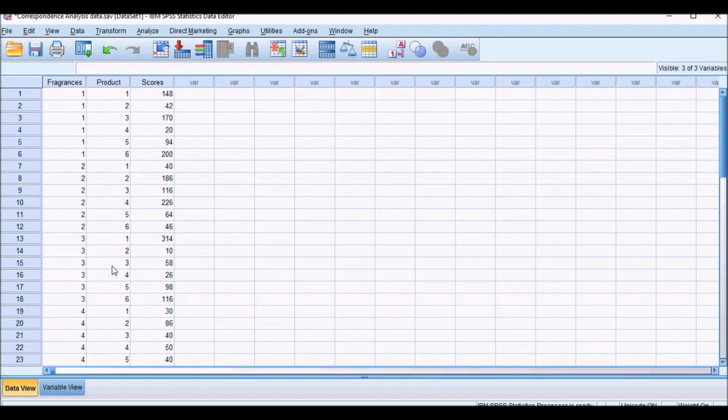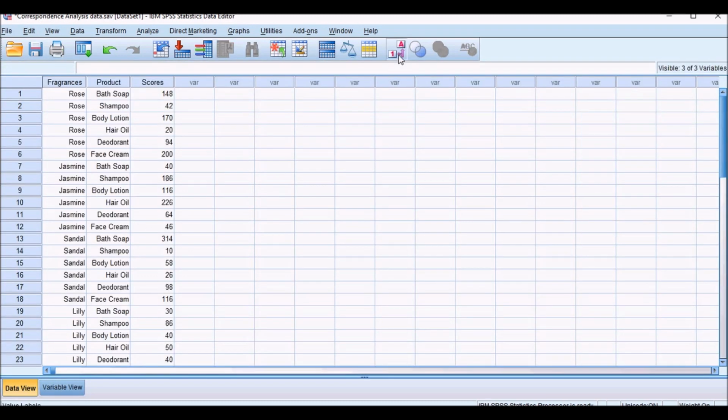We can see this data view where we have product bath soap with rose fragrance: 148 people want this sort of fragrance. In the same way, we can see shampoo with rose is 42. So the table is entered here in three variables: fragrance, product, and score.